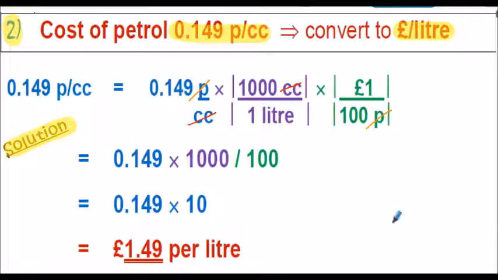So my calculation now is 0.149 multiplied by 1,000, and that's divided then by 100. So it evaluates to £1.49 per litre. So 0.149 pence per cubic centimetre is equivalent to £1.49 per litre. And again, the price per litre would make more sense to us on the forecourt.